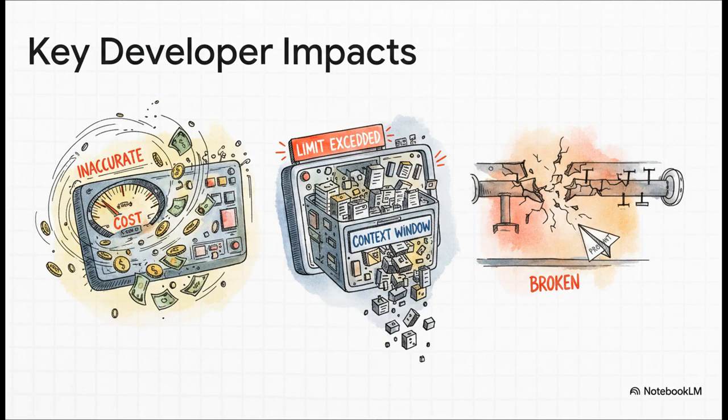So here are the big developer pain points this creates. First, your cost forecasting is just a guessing game. Second, managing your context window becomes a moving target. And third, it kills prompt portability. A prompt you carefully engineer to be just under the limit for one model could easily be too long and just completely fail on another.